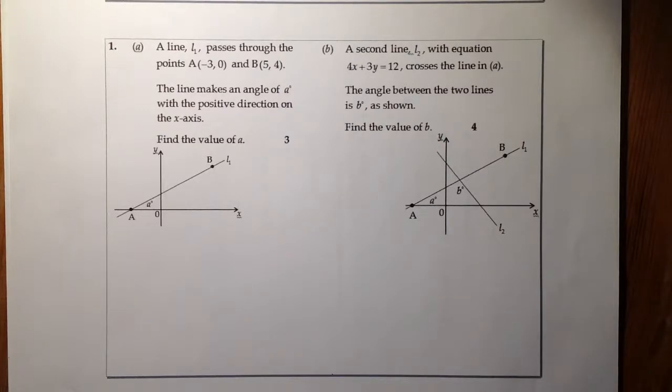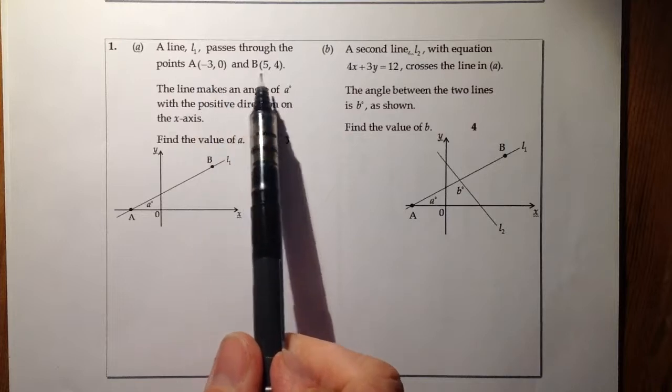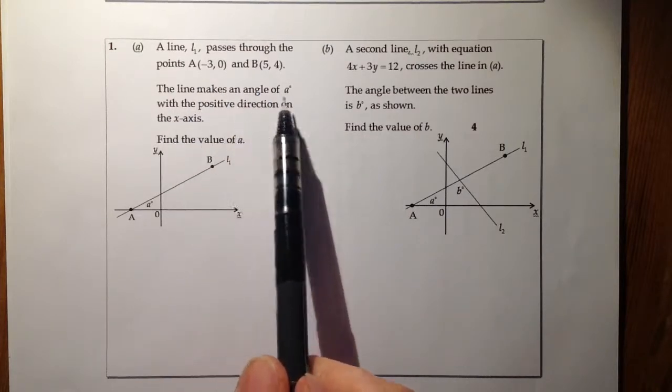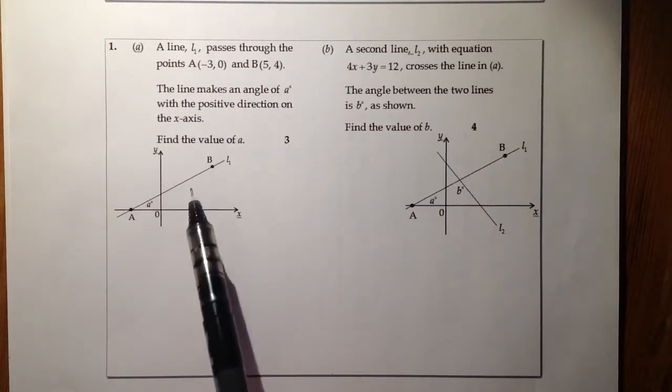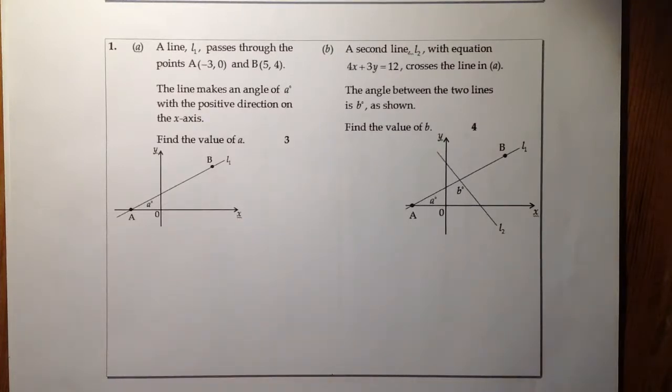This is Higher Maths, practice paper E, and we're looking at question 1 in the calculator paper. A line L1 passes through the points A and B. The line makes an angle of A degrees with the positive direction of the x-axis, so that's from here round to there. Find the value of A.